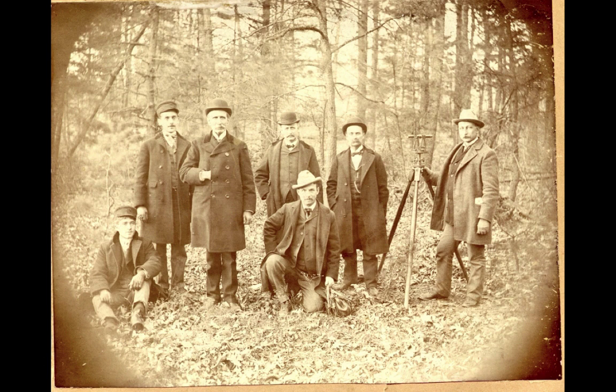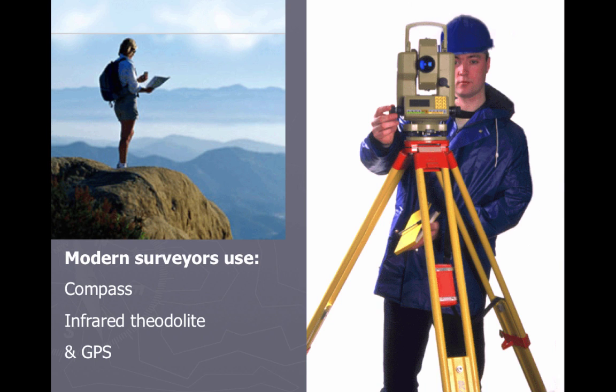This is what the land surveyors used to look like. They were out traipsing around, walking the landscape, surveying it, and trying to make maps of the surface. Modern surveyors have much better equipment. They can use compasses, infrared theodolite, and then GPS, which is satellites, to look down at the planet.